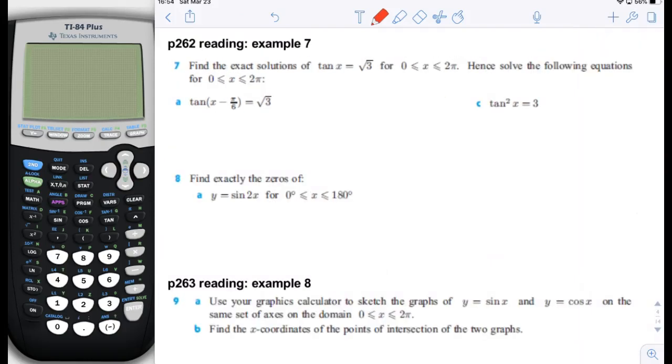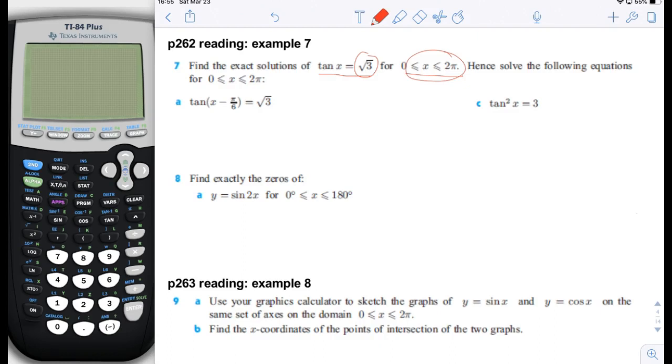So here we are on number 7 for page 4 of trig equations and identities. Find the exact solutions of tangent of x equals square root of 3 for the domain 0 to 2 pi. Hence, solve the following equations for 0 to 2 pi. Okay, so between 0 and 2 pi, there should be two solutions, two values of x which give us a tangent of square root of 3.